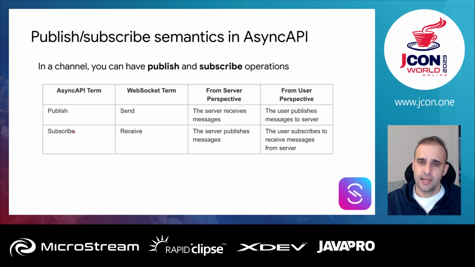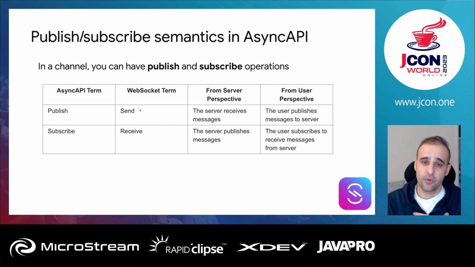But these mean different things depending on where you're looking from, right? So from the user's perspective, as a user, I want to talk to the service. Publish means as a user, I'm publishing a message to the service, okay? And subscribe means as a user, I'm subscribing to that service to receive messages, right? So that makes sense from the user's perspective. But if you think about it from the server's perspective, from the service's perspective, publish means the service receives the message, and subscribe means the server publishes the message, right? So it's kind of reversed.